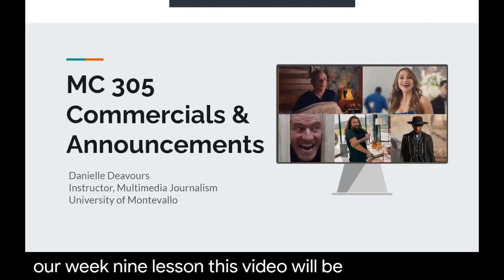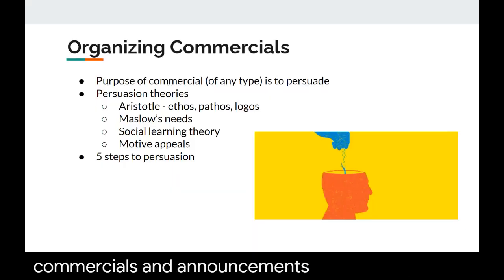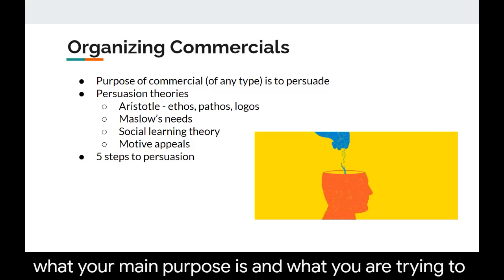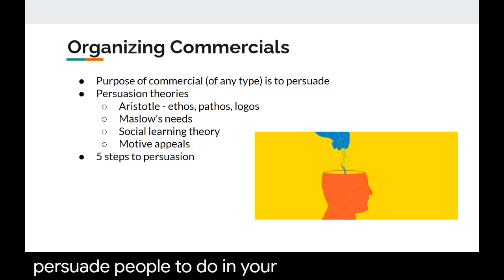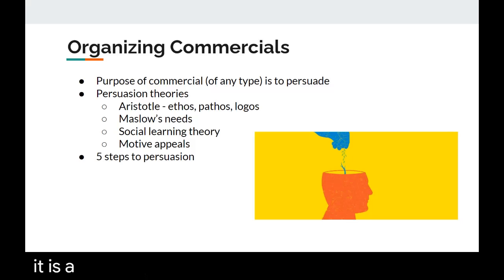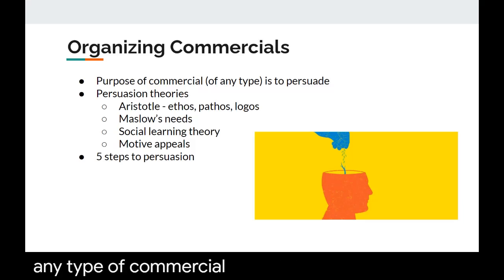This video will be going over the second part of Hilliard's chapter 4 on commercials and announcements. Now, organizing commercials is really important because knowing what your main purpose is and what you are trying to persuade people to do is really the ultimate goal of any kind of commercial, whether it is a commercial of a product, a PSA, or even a promo. The purpose of any type of commercial is to persuade.